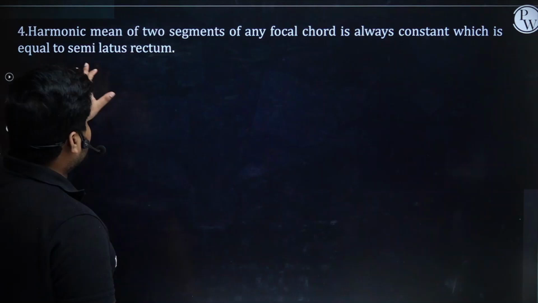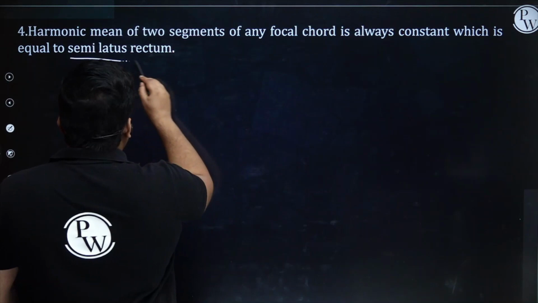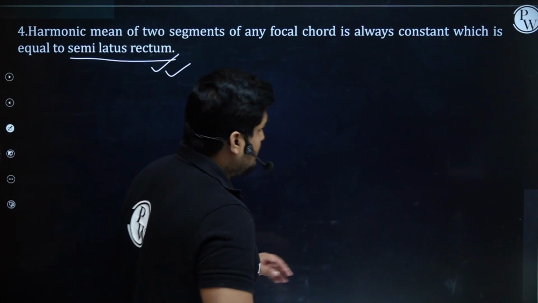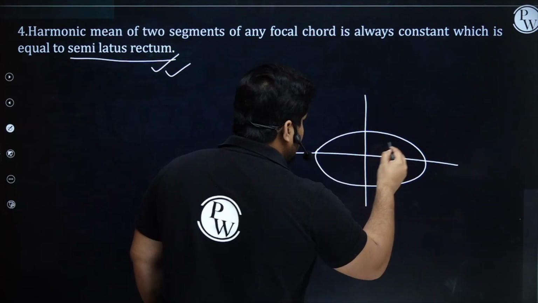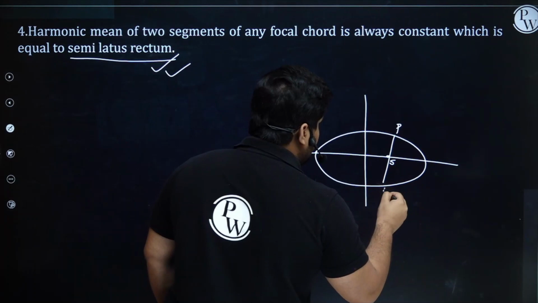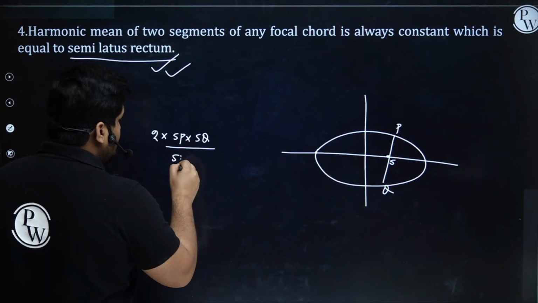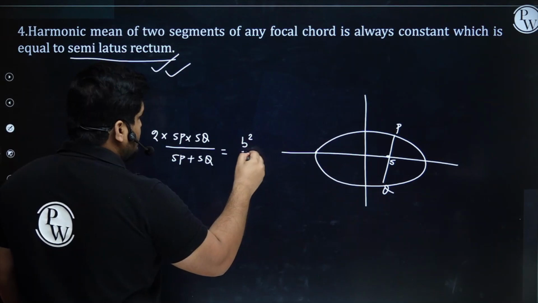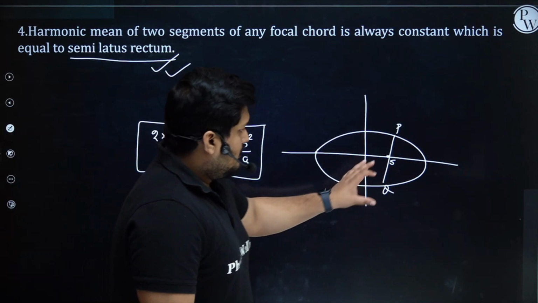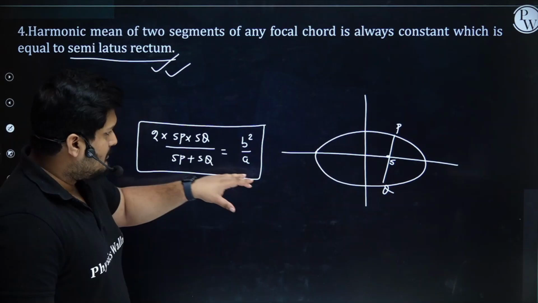Okay, moving on with the next property. Harmonic mean of two segments of any focal chord is always constant, which is equal to semi latus rectum. This property we have already seen in parabola, right? Like for an ellipse here, if I draw an ellipse, let's say this is any random focal chord, this is S, P, Q. So harmonic mean of segments of any focal chord is always constant. So twice SP into SQ divided by SP plus SQ is equal to the semi latus rectum, which is b square by a.